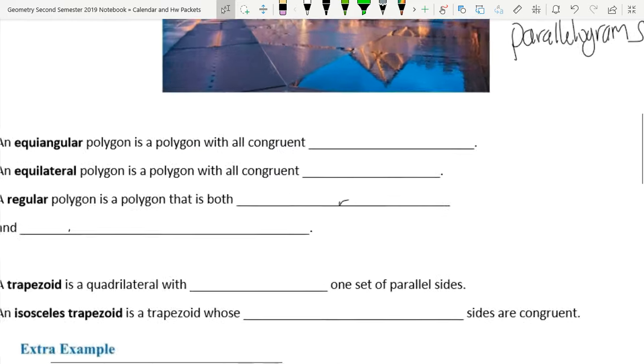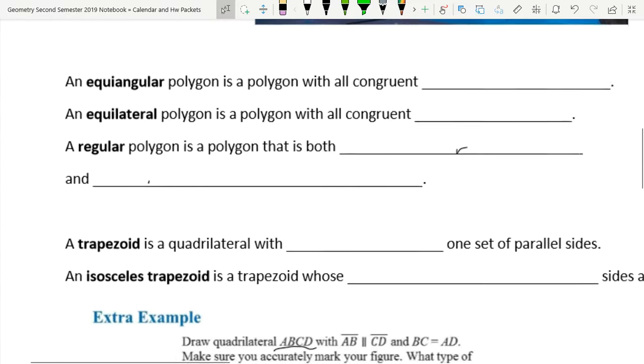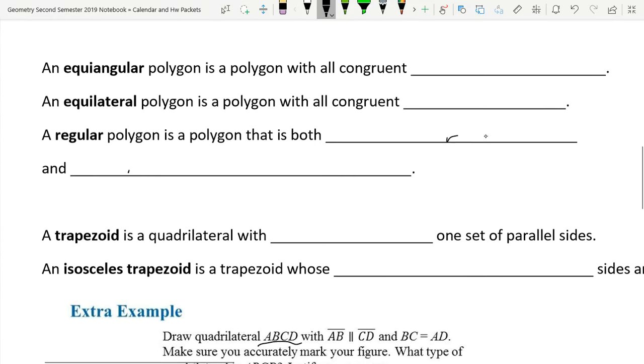Well, let's go ahead and move on to review some words from the triangle lesson, lesson 1.5. An equiangular polygon is a polygon with all congruent angles. An equilateral polygon is a polygon with all congruent sides. A regular polygon is a polygon that is both equiangular and equilateral.